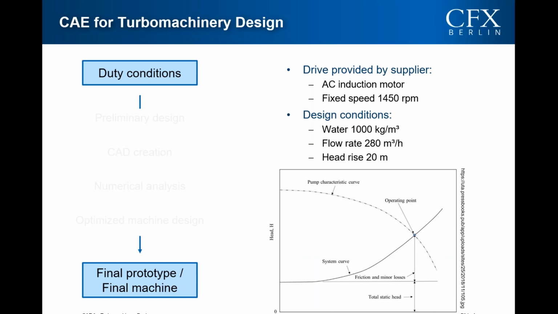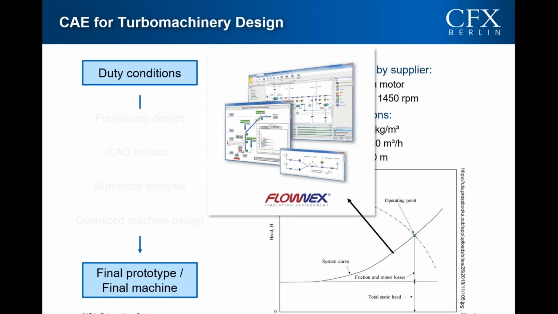What else do we need to know? Density of fluid, volume flow rate, and pressure difference, which is the static head. The operating point for the pump depends on the system's pressure loss curve. If you don't know this curve, you can use a flow network tool to calculate it. The Flownex software you have seen earlier today can do this job.